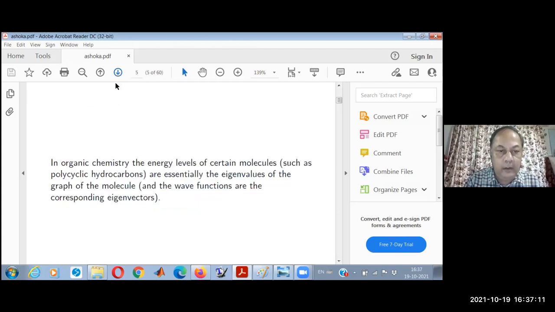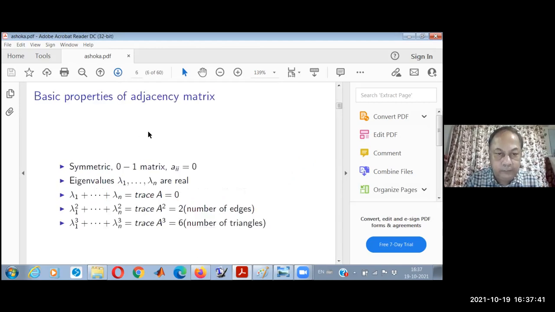And so there's some background that in organic chemistry, the energy levels of certain molecules are essentially the eigenvalues of the graph. I don't know much about it, but it is a fact that even now there is a journal called Match, Mathematical Chemistry, and that has several papers on the spectral graph theory even now, and many of the graph theory work is published in relation with mathematical chemistry.